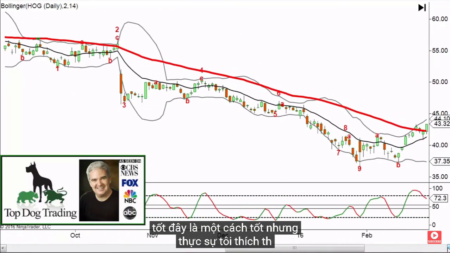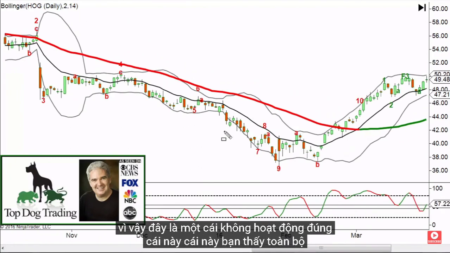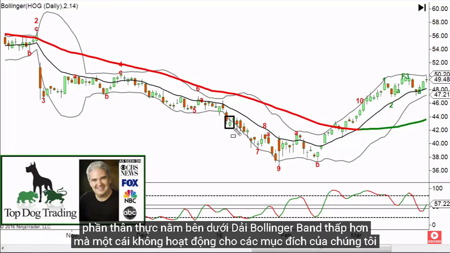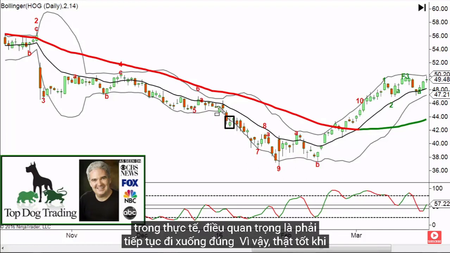Oh, now good. Here's one. I say good, but actually I do like this. So here's one that did not work. All right, this one here. You see the entire real body is below the lower Bollinger Band, and that one did not work for our purposes. It does not revert back to the mean. In fact, it's an impulse move that just keeps going down. Right? So that's good to see.